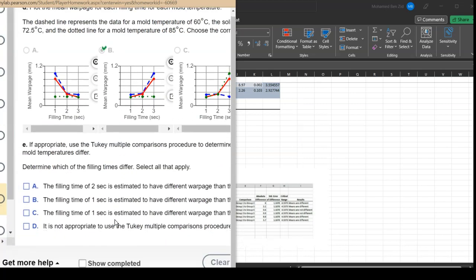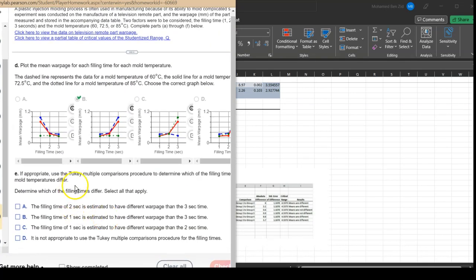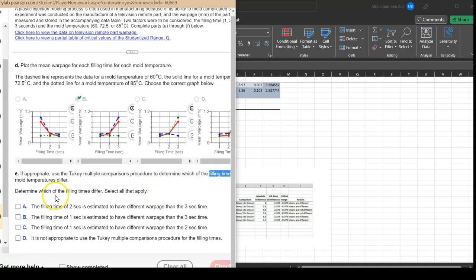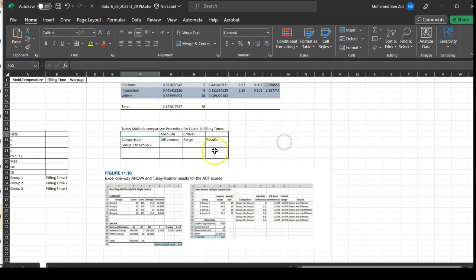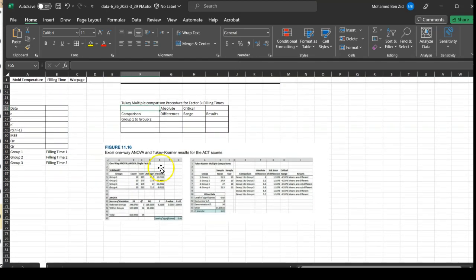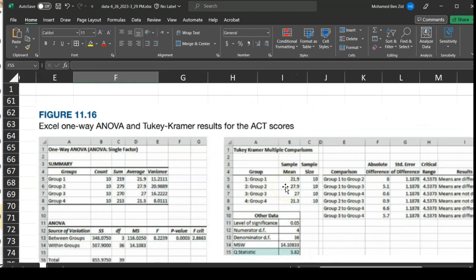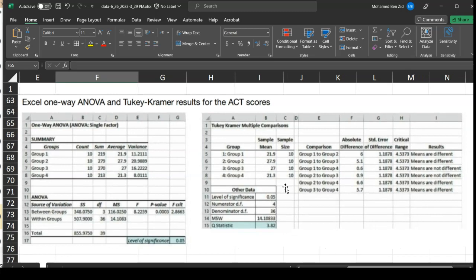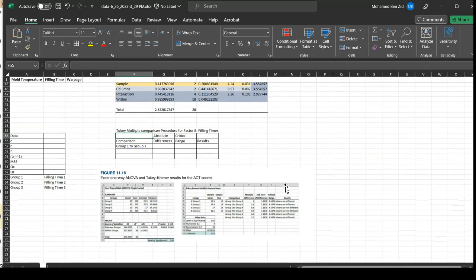Okay, so in this question A, we are gonna do the comparison procedure, all right? And for this question, we are doing the filling times, right? All right, so here determine which one of the filling times differs, all right? So we are focusing on the difference of the filling times. So here, I already created some tables. The table I'm gonna follow, basically this is from your book, and I need to compare the different groups, right? So let's start with this process together.